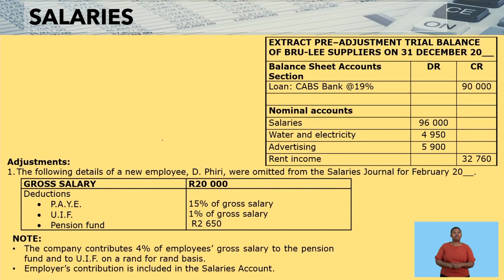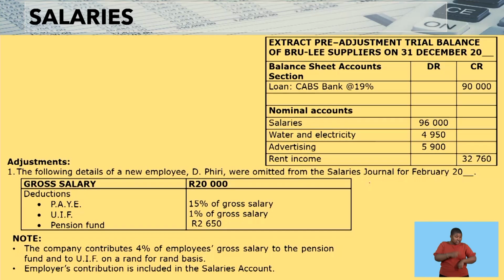So let us now begin with our first adjustment. Our first adjustment has to do with salaries. It reads, the following details of an employee, DPD, were omitted from the salaries journal for February. So remember, our financial period is 12 months. This is beginning in March and it is ending in February.